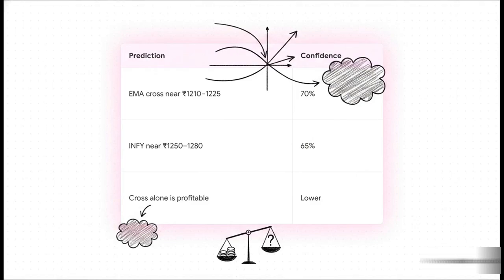Because we're following the path later, we have to look at probabilities. Let's be totally transparent here. The confidence that the EMA crossover will happen near 1210 to 1225 is about 70%. The confidence that the price will be near 1250 to 1280 during that time is about 65%. But notice that bottom row. The confidence that a crossover alone will give you a profitable trade is definitely lower. Smart trading is about calmly assessing these odds, not just blindly trusting a single line.